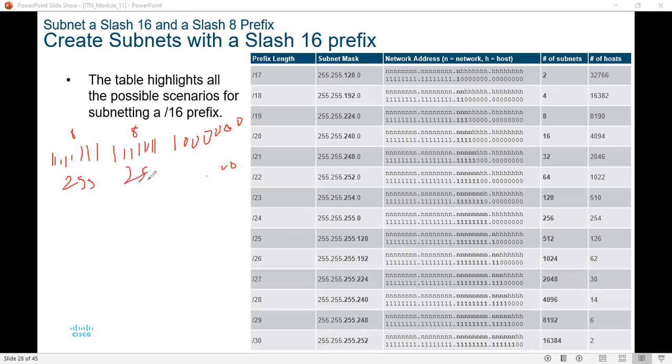So if you try to convert normal binary to base 10, you do 0 times 2 raised to power 0, then 2 raised to power 1, and so on. This one will be 2 raised to power 7, that will be 128. So this one will be 128. Dot, the other one is 0. So this will be the subnet mask.